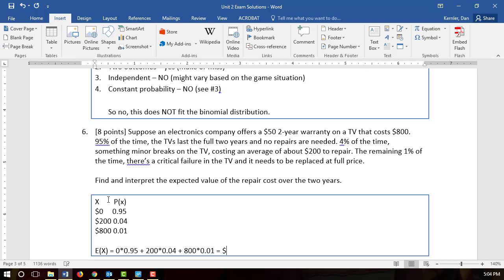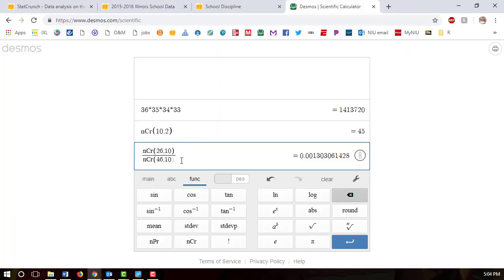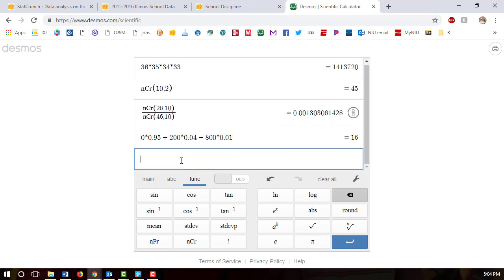And I think that should be $16, but it's been a long day, and I'm feeling a little lacking in confidence here, so I'm just going to go use my calculator. 16. All right. Trust yourself.